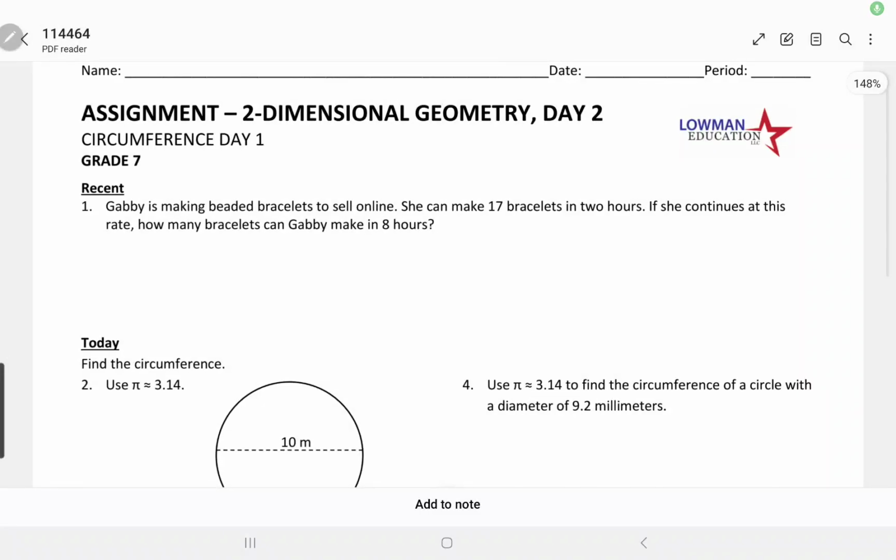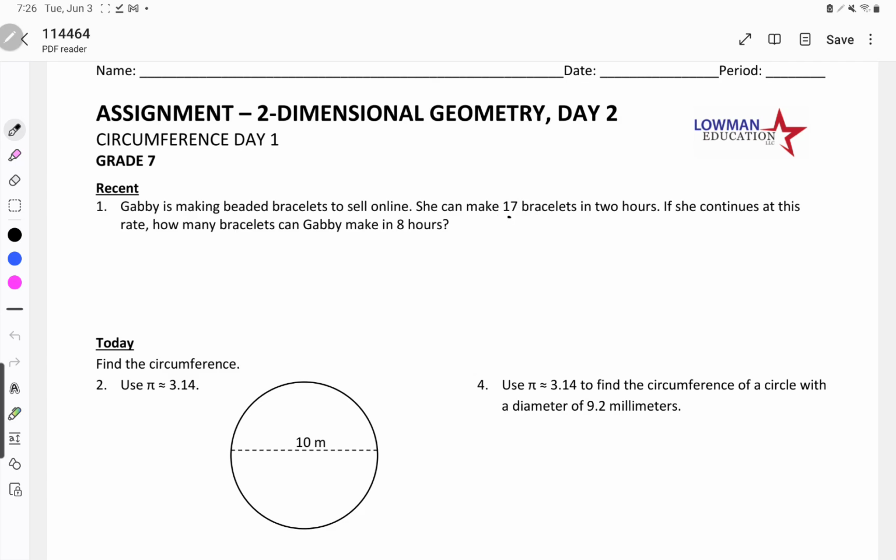Gabby is making beaded bracelets to sell online. She can make 17 bracelets in 2 hours. If she continues at this rate, how many bracelets can she make in 8 hours? So in this situation, I see the same unit twice. When I see the same unit twice, that means I set up a proportion. Now, since it doesn't have a percent, I do 3 lines.